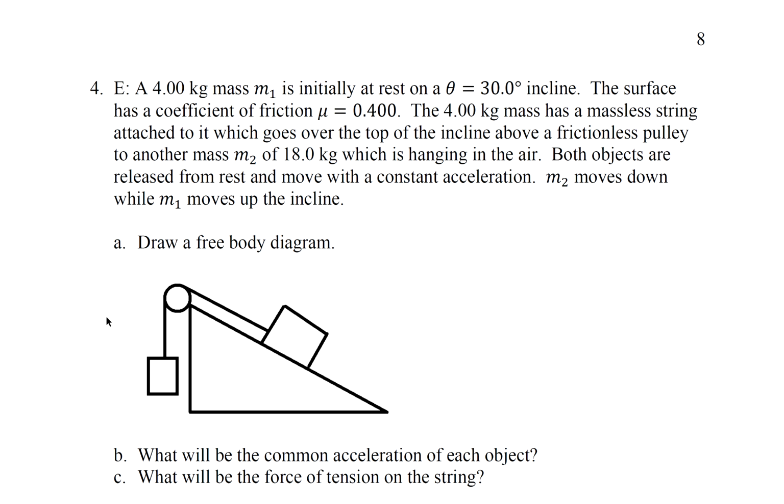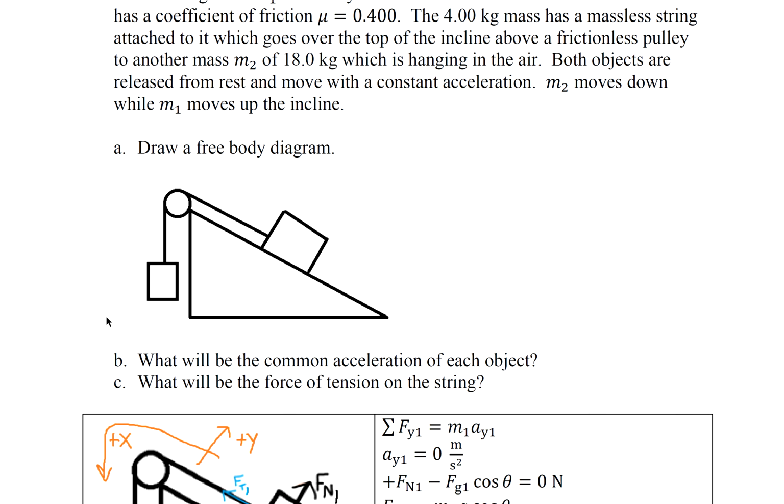Question 4. This is something you really have to know because this is like a classic physics problem. A 4 kilogram mass m1 is initially at rest on a theta equals 30 degree incline. The surface has a coefficient of friction mu equals 0.4. The 4 kilogram mass has a massless string attached to it, which goes over the top of the incline above a frictionless pulley to another mass m2, 18 kilograms, which is hanging in the air. Both objects are released from rest and move with a constant acceleration. M2 moves down while M1 moves up the incline.